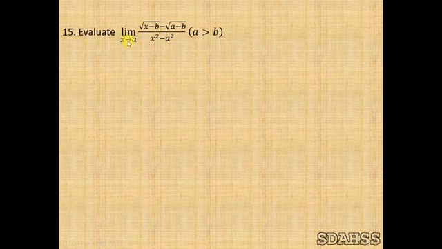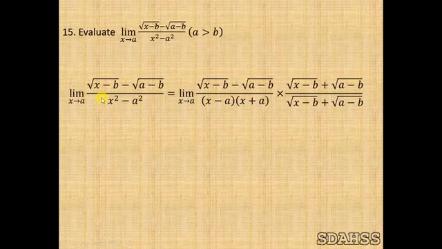15th sum. Evaluate limit x tends to a, (root of x minus b minus root of a minus b) divided by x square minus a square, a greater than b. Now you take its conjugate. Its conjugate is root of x minus b plus root of a minus b, divided by root of x minus b plus root of a minus b.